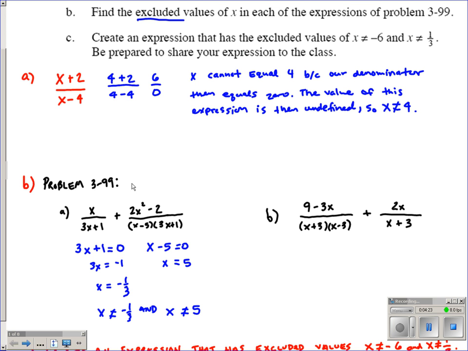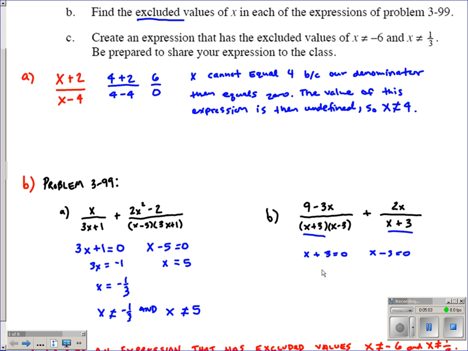For problem B in 3-99, we had the expression 9 minus 3x over the quantity of x plus 3 times the quantity of x minus 3. And then we were adding 2x over the quantity of x plus 3. So once again, we have a repeated factor in our denominator. So there's no sense in solving it twice to figure out what that value would be. We only need to do that once, and then we also need to worry about our other value. So if we look at x plus 3, what would make that equal 0? And what would make x minus 3 equal 0?